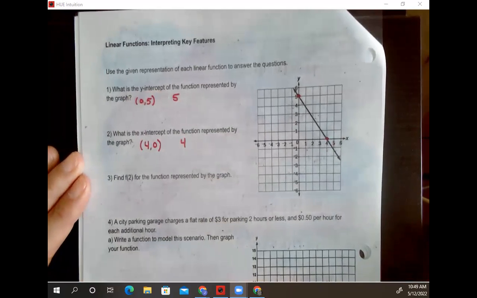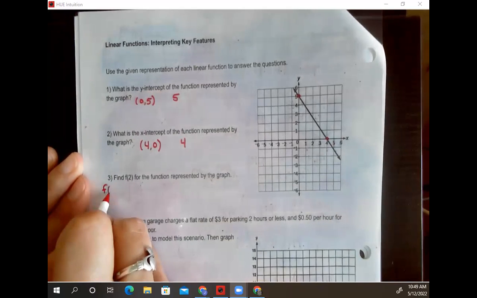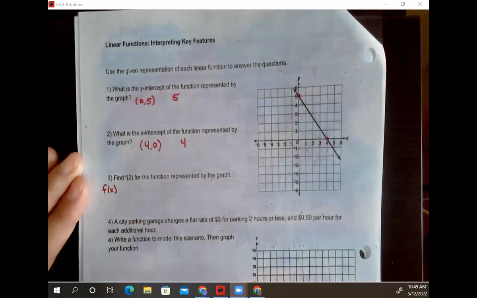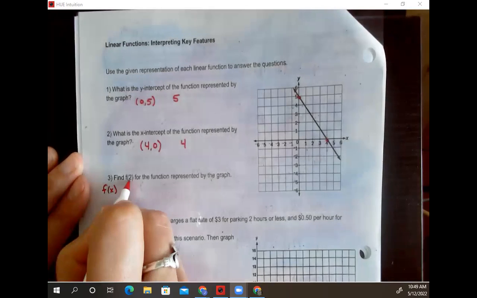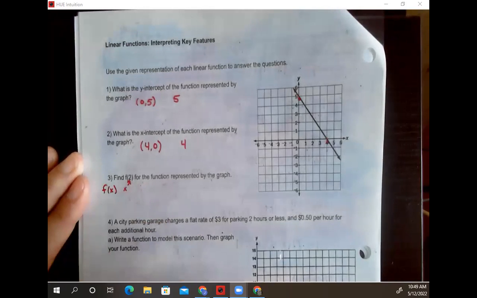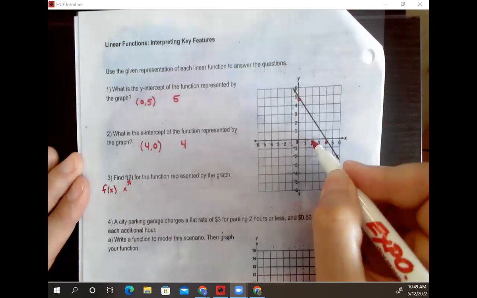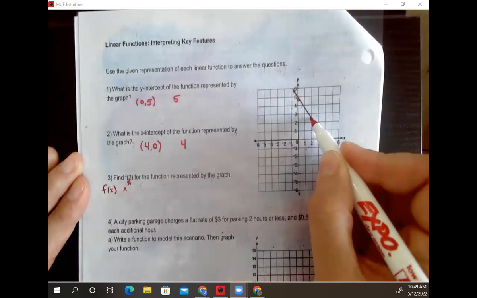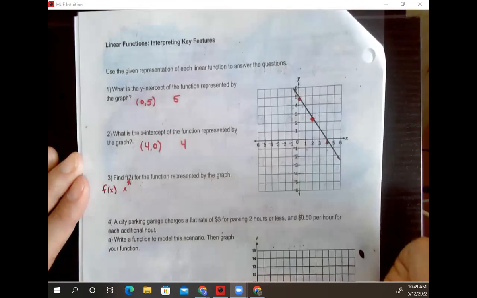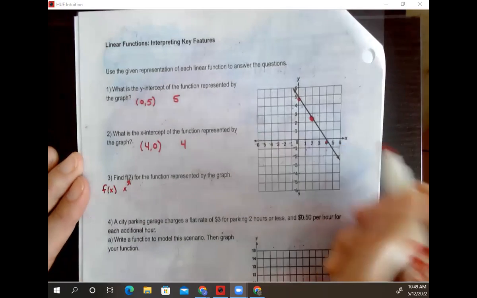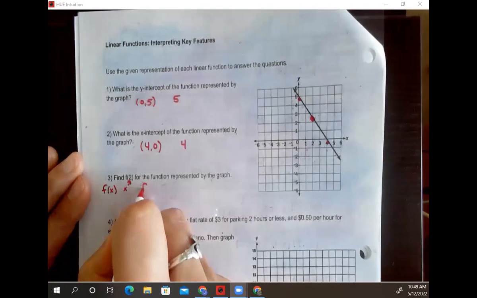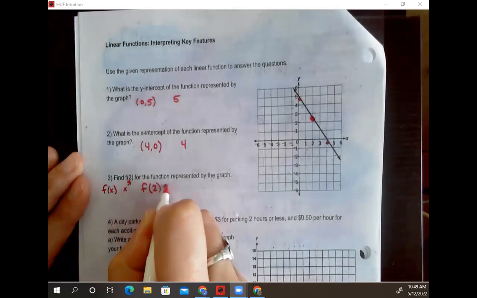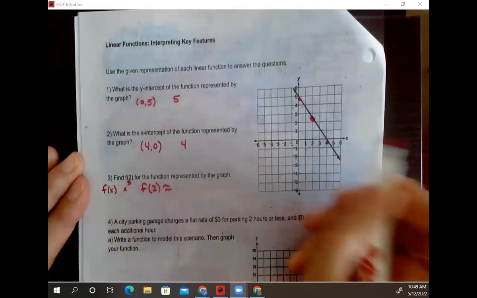For number 3, we've got some function notation here. It says find f of 2 for the function represented by the graph. So remember, for function notation, we're used to seeing x inside those parentheses. Here, our x has been replaced by a 2. So I'm going to go to where x is 2, and then I'm going to follow that to a point on my graph. Now, this doesn't hit at a corner, so I'm going to have to approximate a little bit. But I'll say that f of 2 is approximately 2.5.